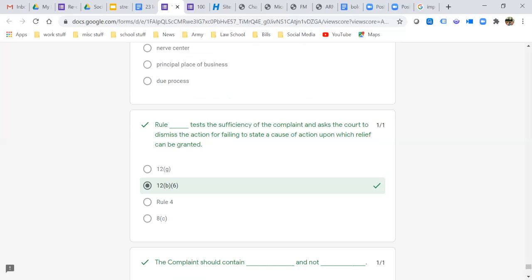Rule 12(b)(6) again. Test the sufficiency of the complaint and ask the court to dismiss the action for failure to state a case, or failure to state a cause of action upon which relief can be granted.